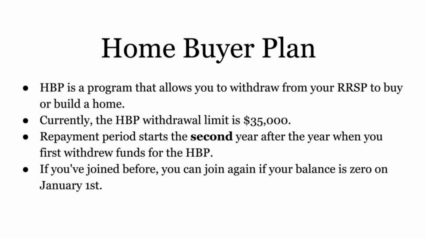The HBP permits withdrawing from RRSPs for home purchase or construction. The current HBP withdrawal limit is $35,000. Repayment period begins in the second year after initial HBP withdrawal. If previously participated, potential for reparticipation if January 1st balance is zero.